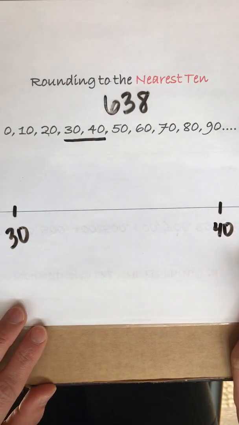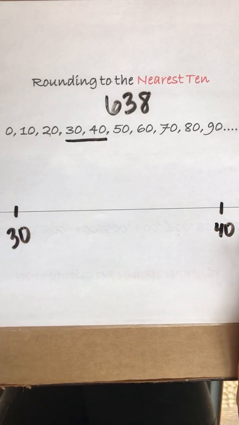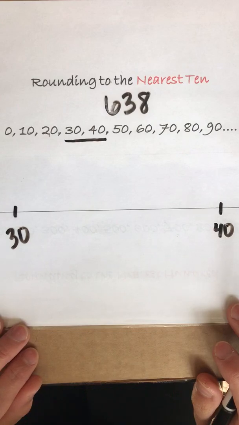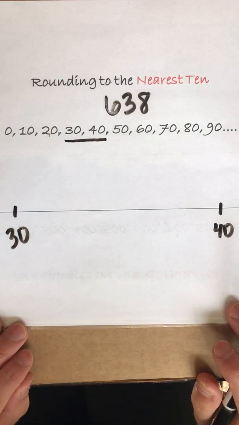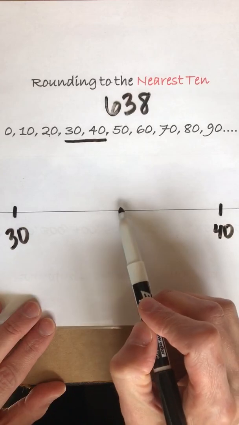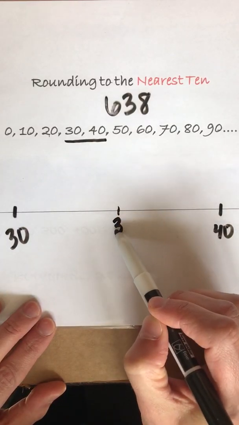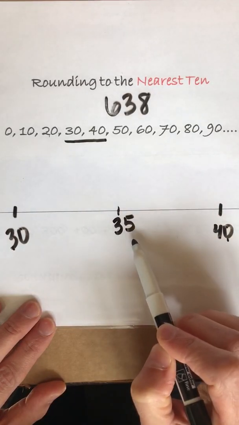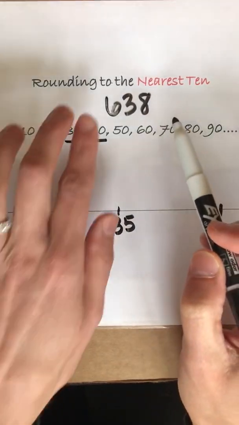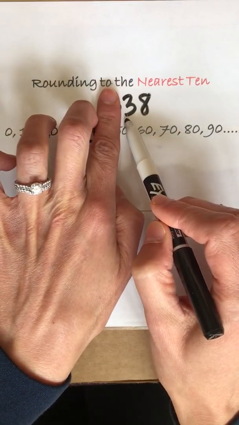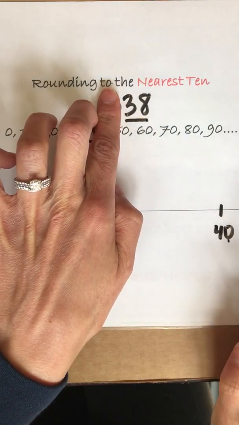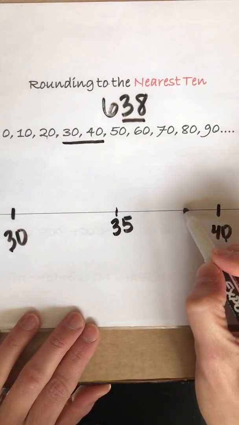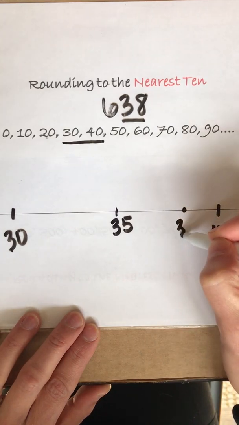Okay? Now we need to label the number that is halfway between 30 and 40. So what number comes halfway between 30 and 40? That's right, it's 35. Right? Because we know that between 30 and 40 is 10, and half of 10 is 5. So now we need to look at, remember, rounding to the nearest 10. So we need to look at 38. Where would 38 go on this number line? That's right, 38 would go about here.